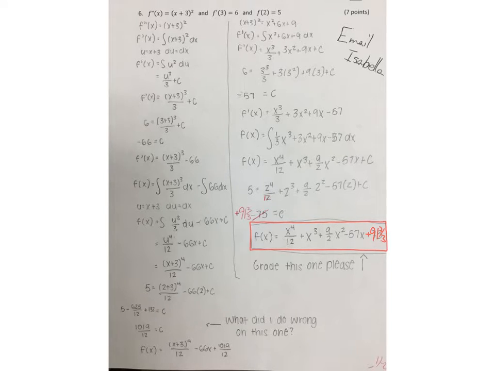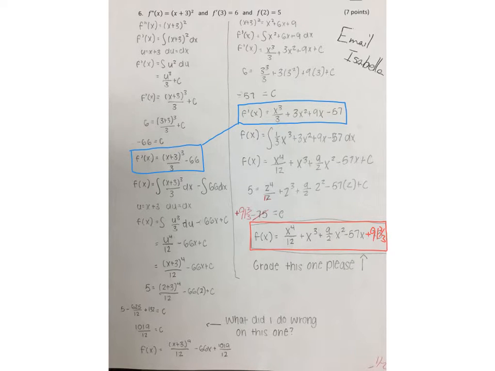Notice though, when she plugged in her point, 3, 6, she got 9 cubed over 3. You subtract that from 6, and she got the constant to be negative 66. So notice here, the difference: here's the first derivative, doing it with u substitution. Here's the first derivative, doing it the other way, okay?